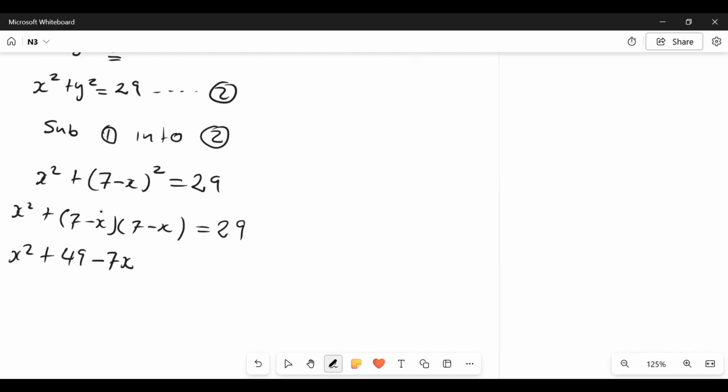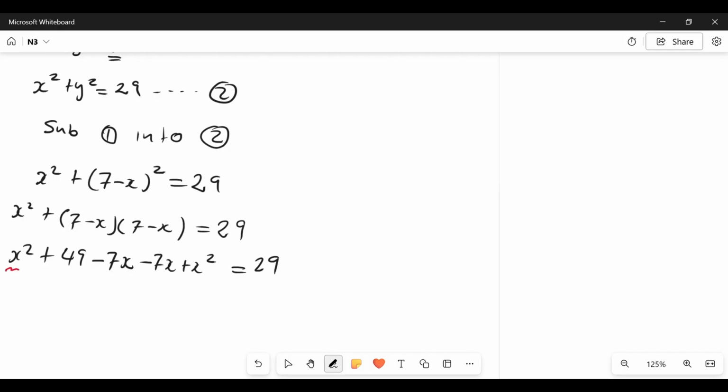Now we come to this negative x. Negative x multiplied by this 7 there, going to give us negative 7x. And then negative x multiplied by negative x, that is going to give us plus x squared. All this is equaling to 29. Right. When you look on the left hand side, we have the like terms, guys. Let me highlight the like terms.